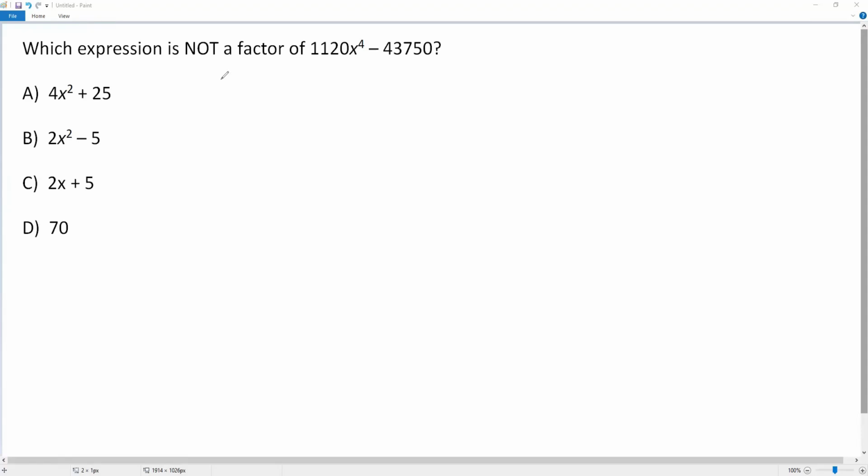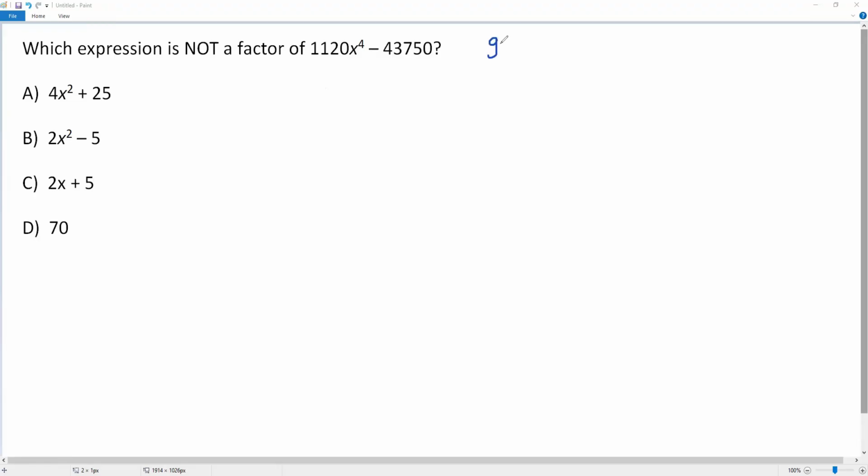Which expression is not a factor of 1120 times x to the fourth power negative 43,750? Okay, let's factor this expression. For that, we have to get the greatest common divisor of this 1120 and this number 43,750. We can use Desmos to get the greatest common divisor.